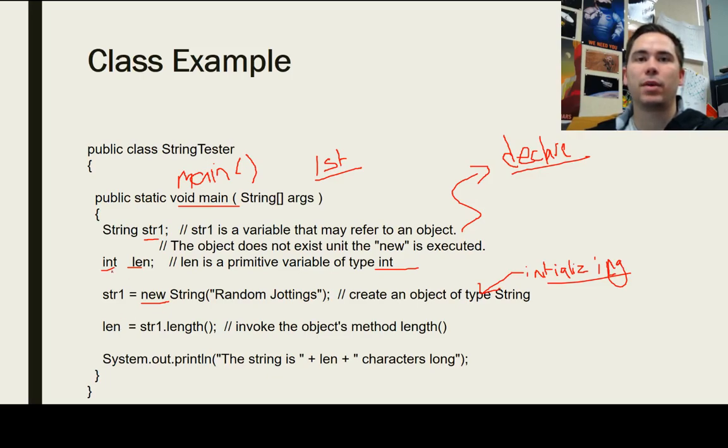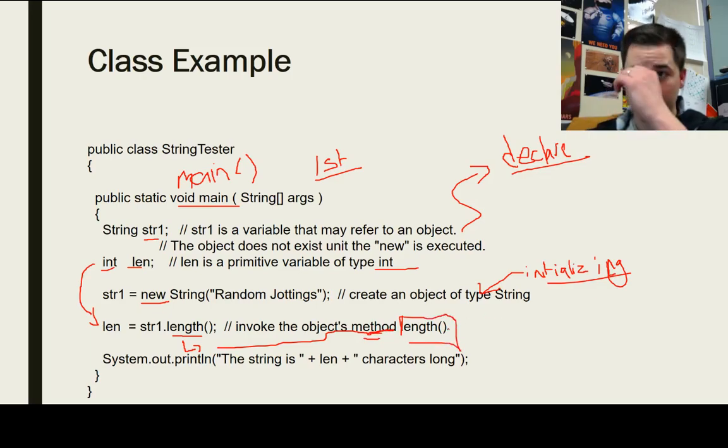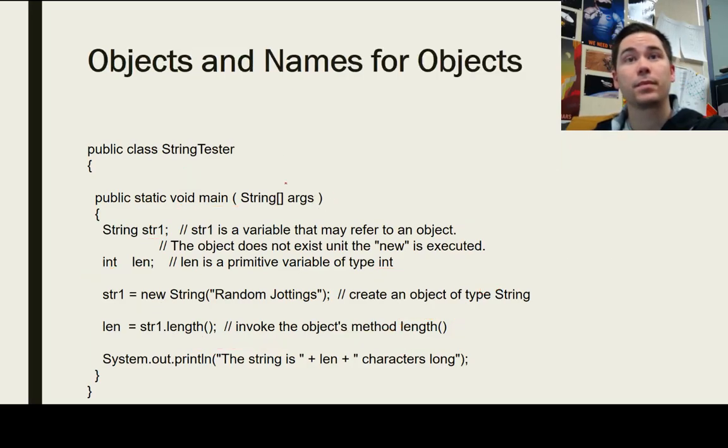Again, we made this here. We are now initializing the len variable, and then this is string1.length. This is a method, our method right here, and we're using the length method. Then we print it out right here, System.out.println. The string is, and then we're doing concatenation, so plus len, and then characters long. So that is our class example of creating an object.